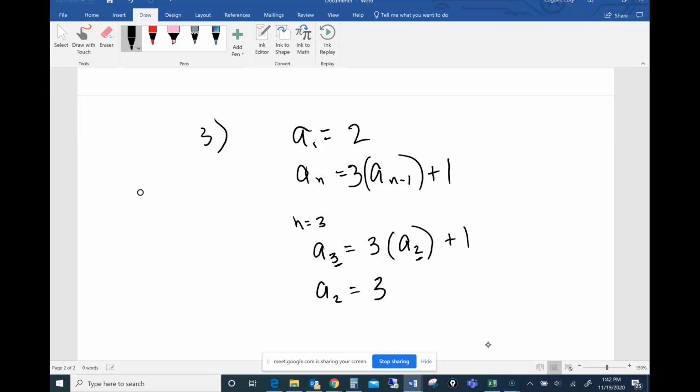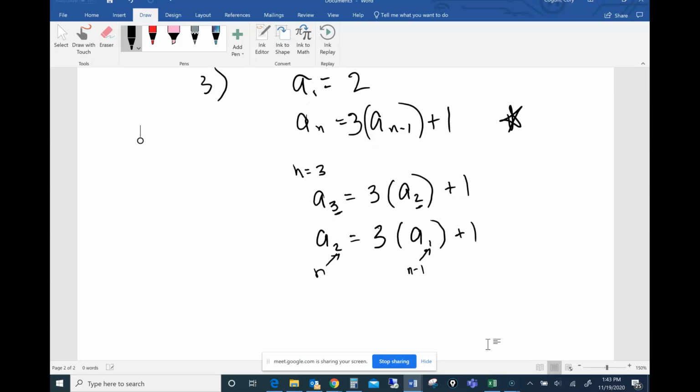So using the recursive formula, the one up here with the star by it, notice the subscript is always going to be 1 less. N minus 1 just means subtract 1 from the n. So do we know what a sub 1 is? Do we know what the first term is? Yes. So to find the second term, that's a sub 2.